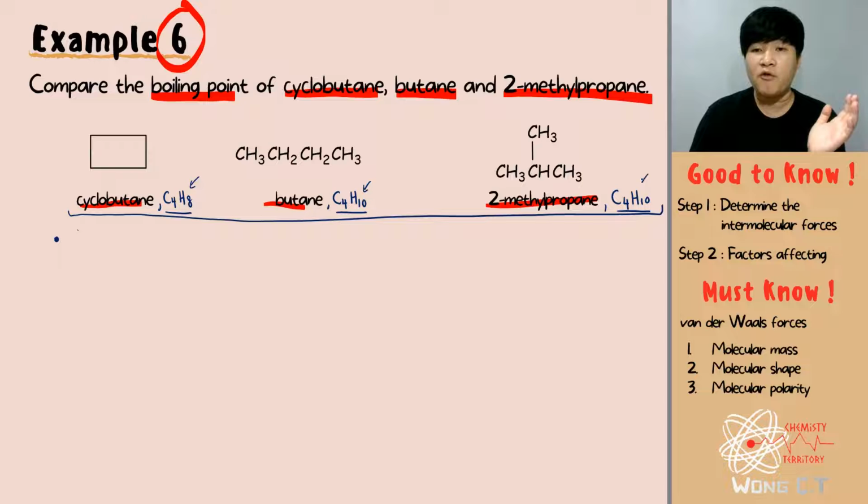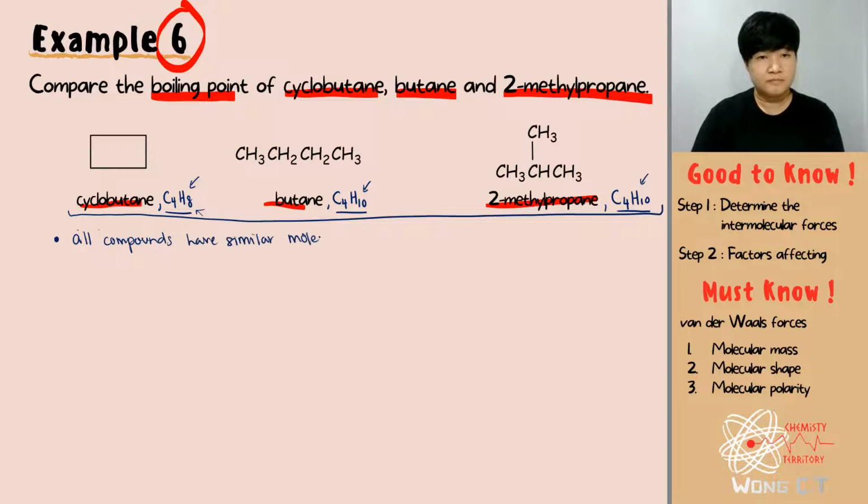All of them have 4 carbon. Okay? So 4 times 12, you have 48. And the mass is only differed by 2 hydrogen over here. Therefore, all 3 of them are actually having similar molecular mass. And also, looking at your cyclobutane, butane, and your 2-methylpropane, all of them is carbon and hydrogen. Therefore, we don't have any hydrogen bond. All of them will also have van der Waals forces.